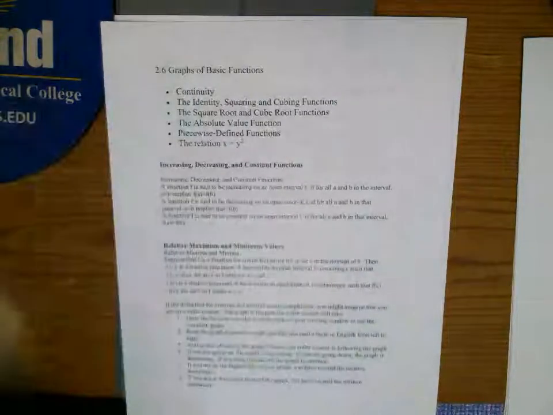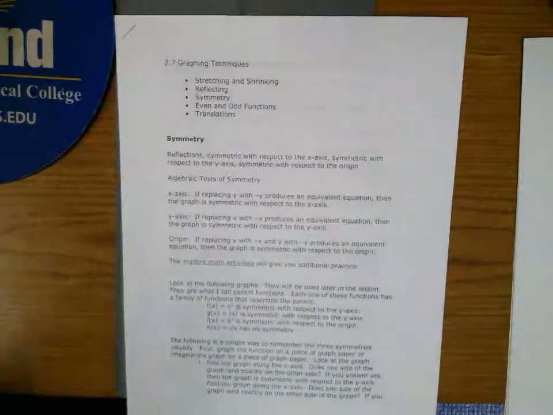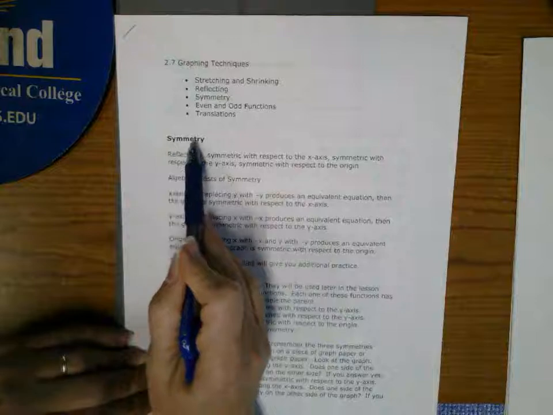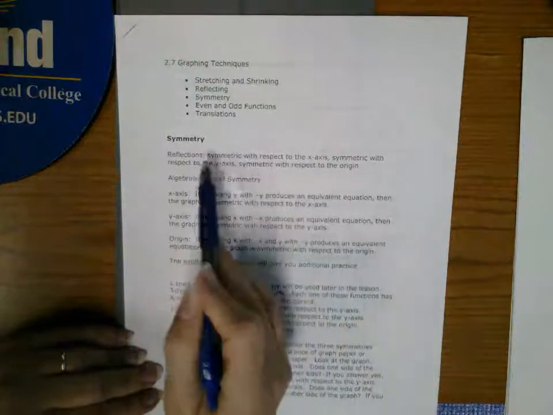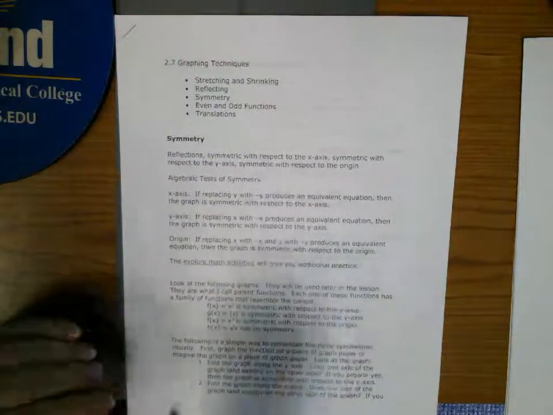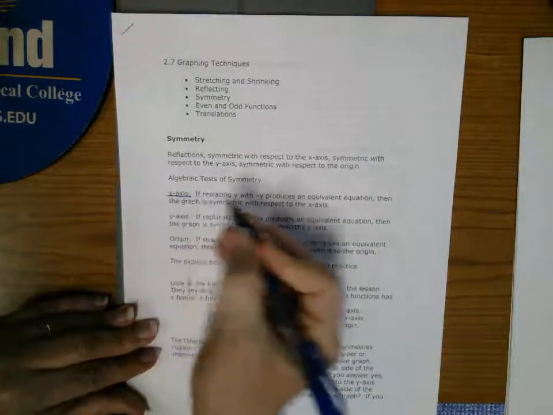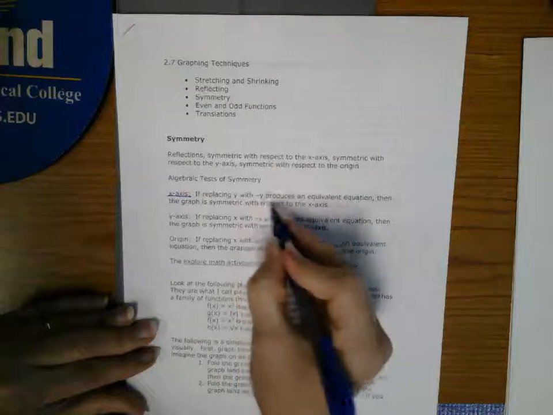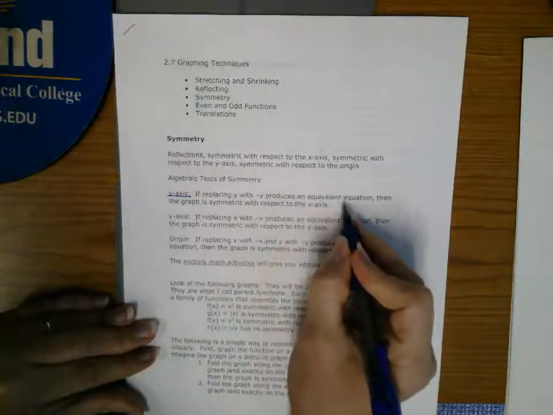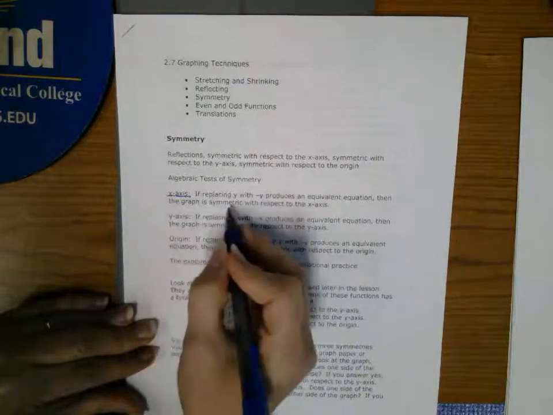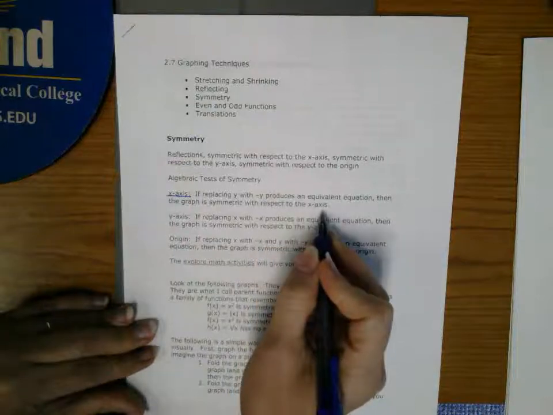Okay, so back to our lesson on 2.7. So let's start with symmetry, the idea of symmetry. We're going to study 3 types of symmetry in this lesson. We have x-axis symmetry, and that's if you replace y with negative y and it produces an equivalent equation, then the graph is said to be symmetric with respect to the x-axis.